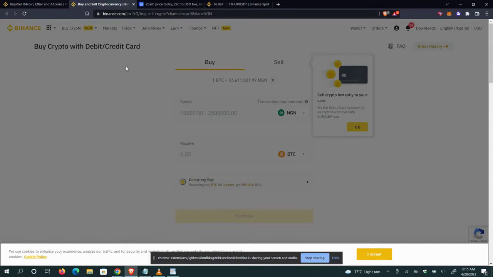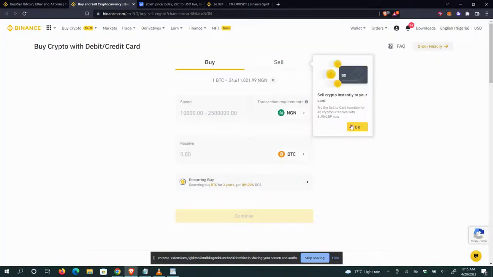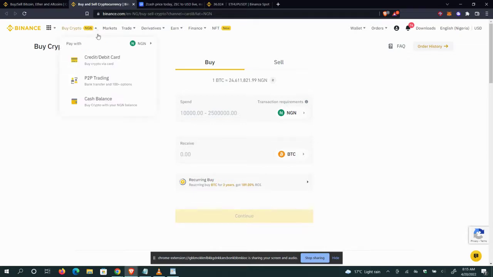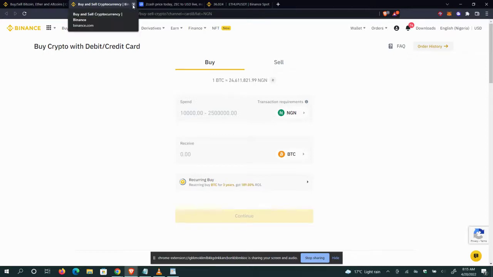So the best way we tend to buy any crypto is using the P2P method. That is what we use to buy crypto daily. But if you're a Nigerian living in Europe or anywhere in the world and you don't have restrictions over there, you can easily use your debit or credit card. I'm not going to do more about that, but I'm going to use the P2P method because that is how I tend to buy crypto.